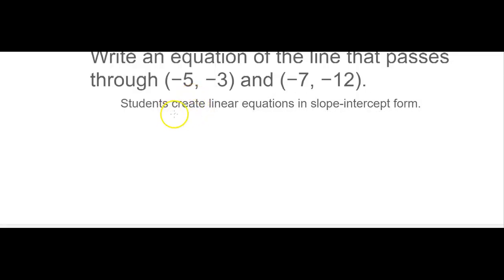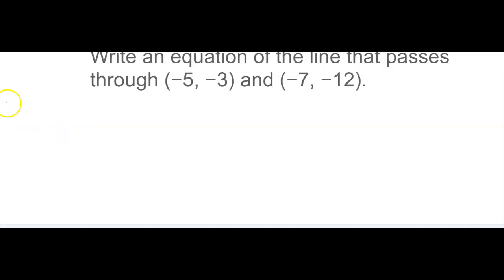Quick video on how to create linear equations in slope-intercept form. Every time you hear slope-intercept form, I want you to think of y equals mx plus b. Y equals mx plus b.